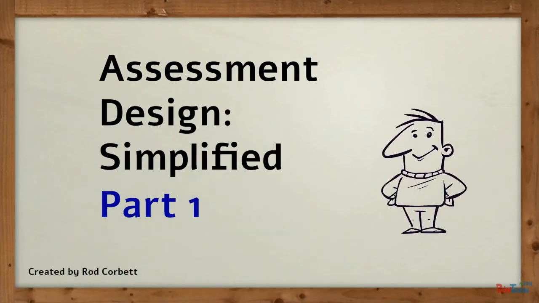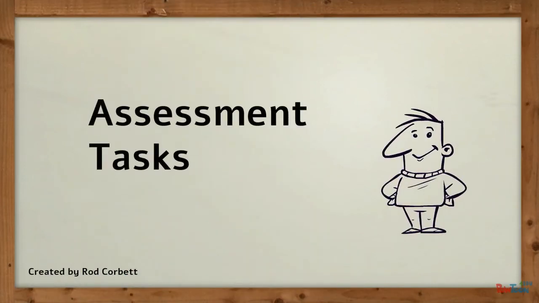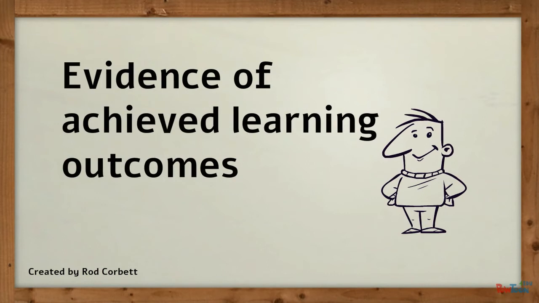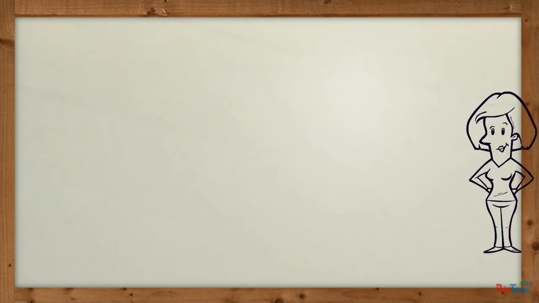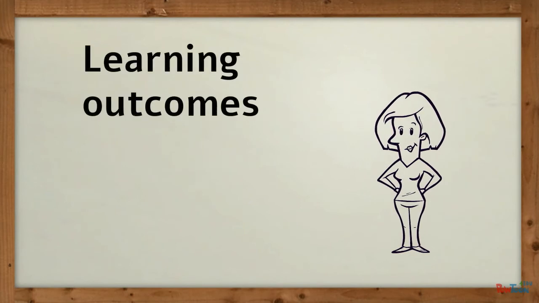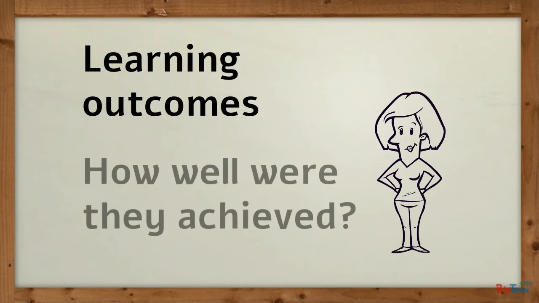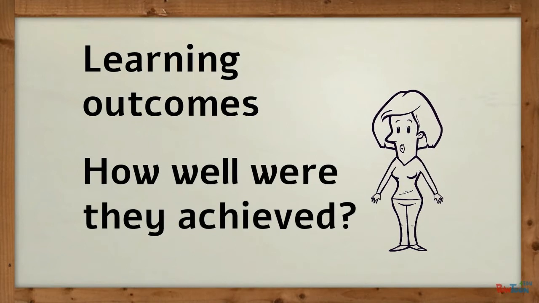In this episode, we will explore how to design an assessment task that your learners can complete to produce evidence that demonstrates how well they have achieved one or more learning outcomes in your course. In the last unit, you determined and described what the learning outcomes of your course would be. How are you going to determine how well they were achieved by your learners?